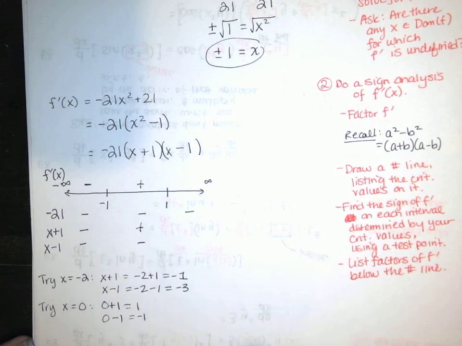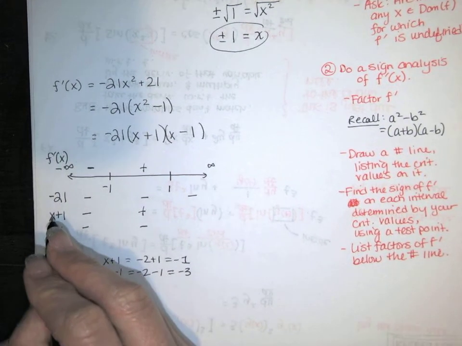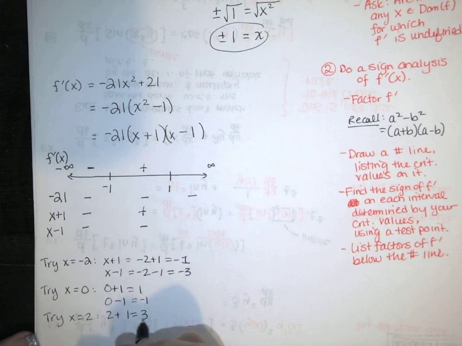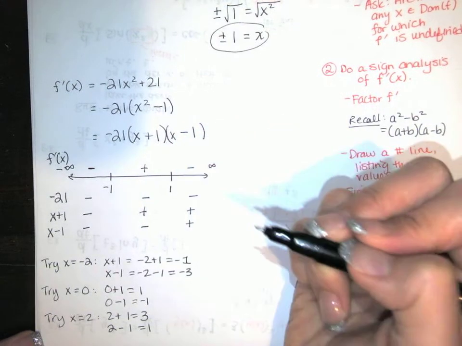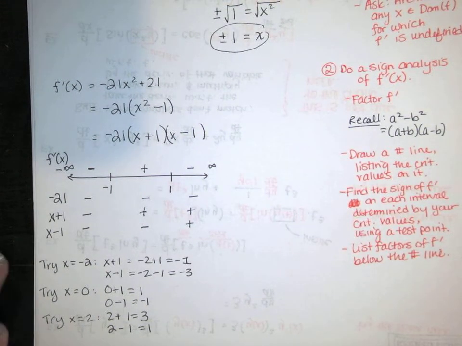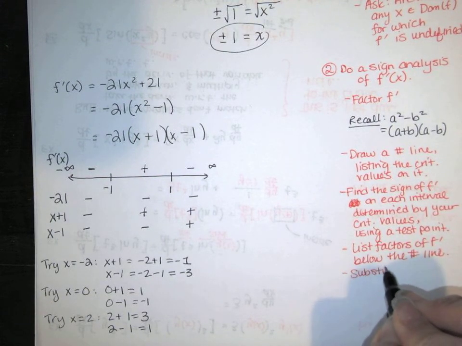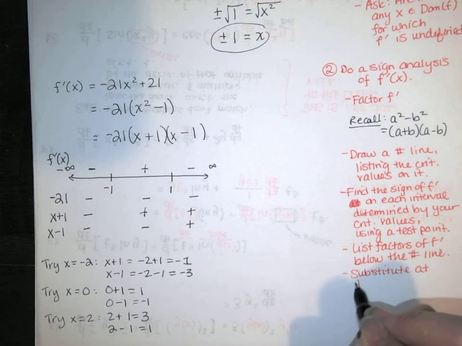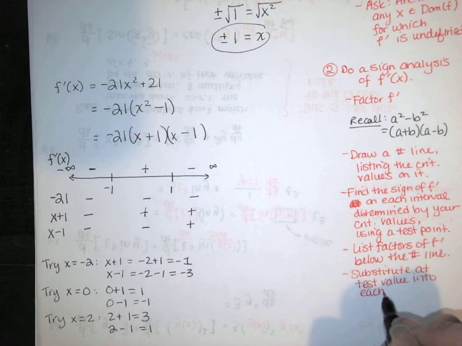And then on the last interval from 1 to infinity, pick an x value. So when x is 2, I get 2 plus 1, which is, of course, 3, which is positive, and 2 minus 1, which is 1, which is positive. So we have a negative times a positive, which is a negative. Okay, so we found the sign of f prime on each interval by listing the factors of f prime below the number line, then substituting a test value into each factor, and then determining the sign.